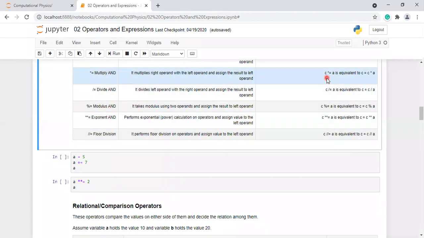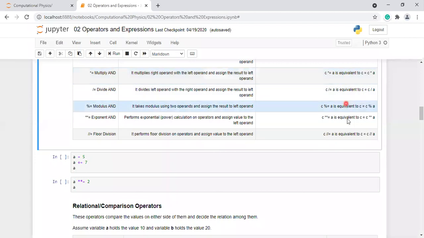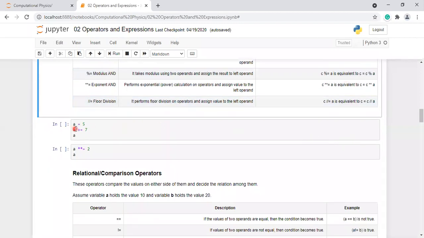Let us see an example of the assignment operator shorthand. For example, A equals 5. A plus equals 7. So what will be the final value of A? When I run this cell, what will be the output that I get?